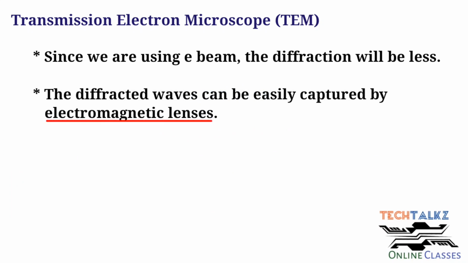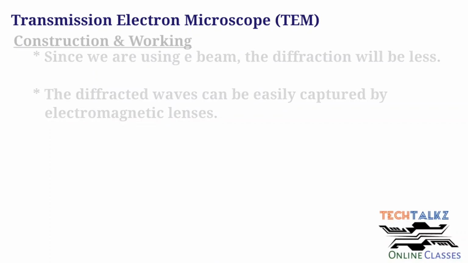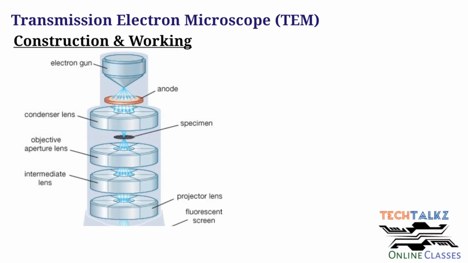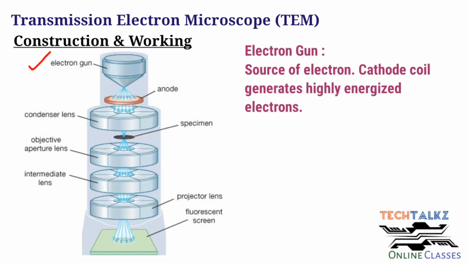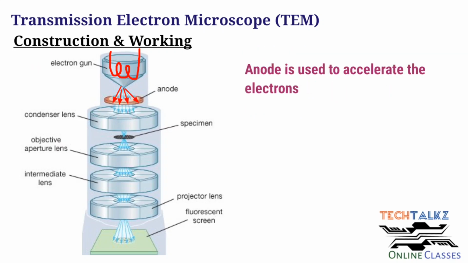In the electron microscope, we use electromagnetic lenses in order to focus these charged particles, that is, the electrons. Now we can see the construction of a transmission electron microscope or TEM. There is an electron gun. It produces the electron beam. The cathode coil emits the electrons, and these electrons are accelerated through an anode. This anode is kept at positive potential, and at the center there is a small opening. The electrons pass through it, and the diverged electrons are blocked.